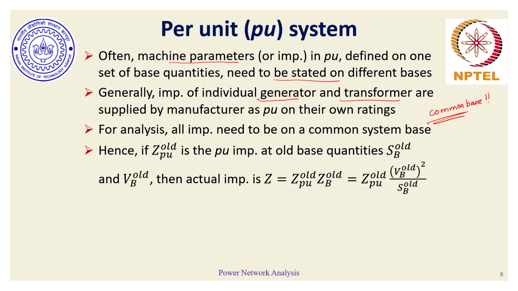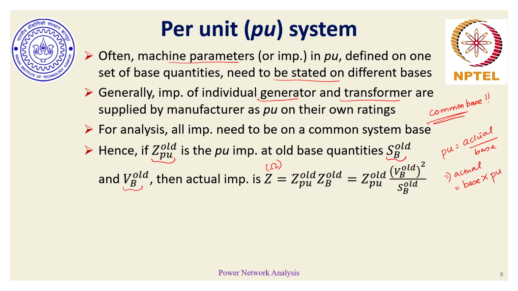So let's say we have a machine whose nameplate specification impedance was ZPU old, and this machine power was SB old and VB old. So once we know this machine's power ratings and voltage ratings, as defined per the nameplate, we can actually evaluate what is the actual impedance of this element in ohms. And if you recollect, the definition of per unit is nothing but actual by base. So essentially, this tells us that if I have to find the actual quantity, then I multiply the base quantity with the per unit value.